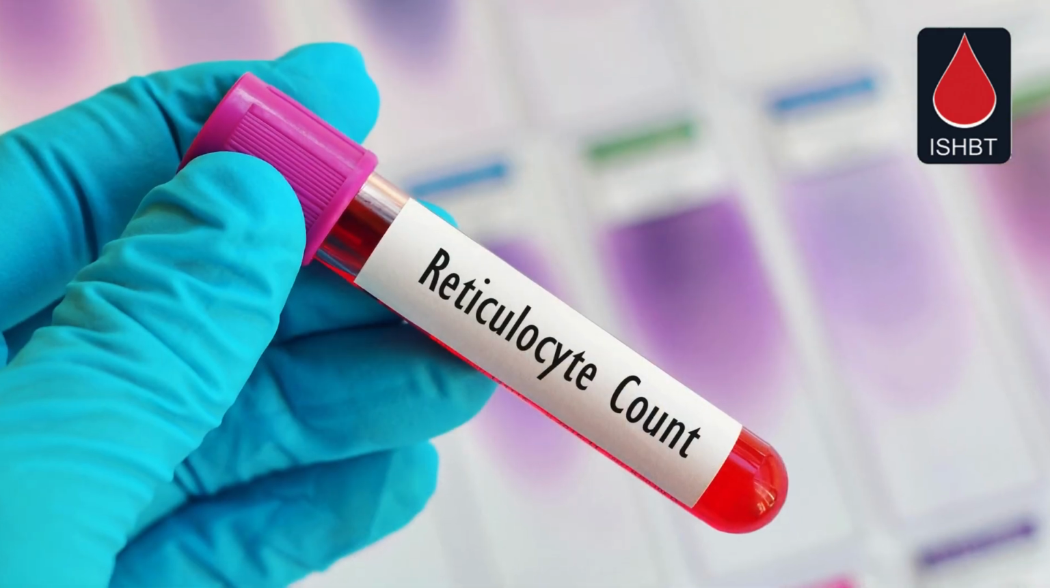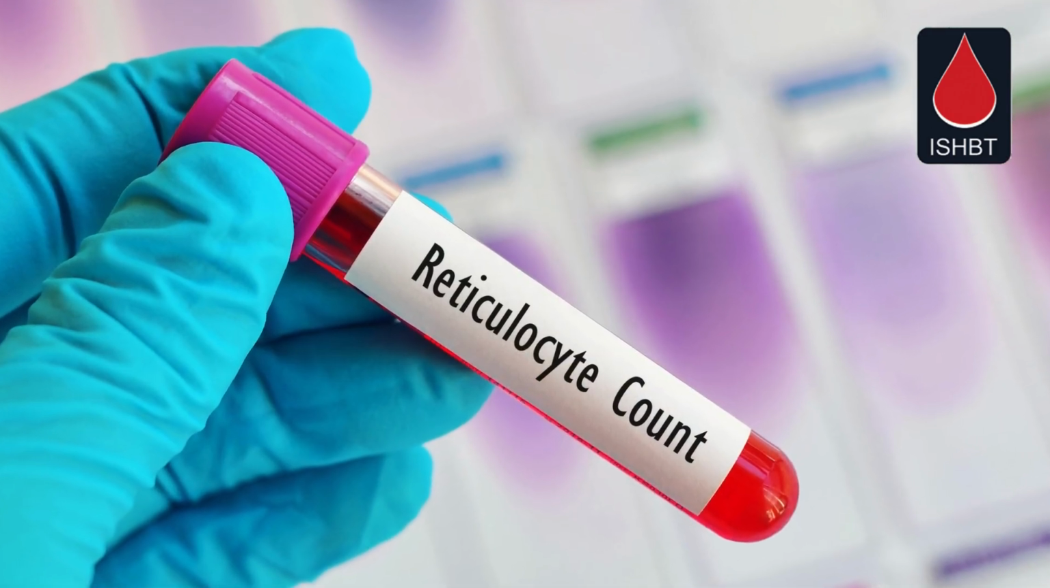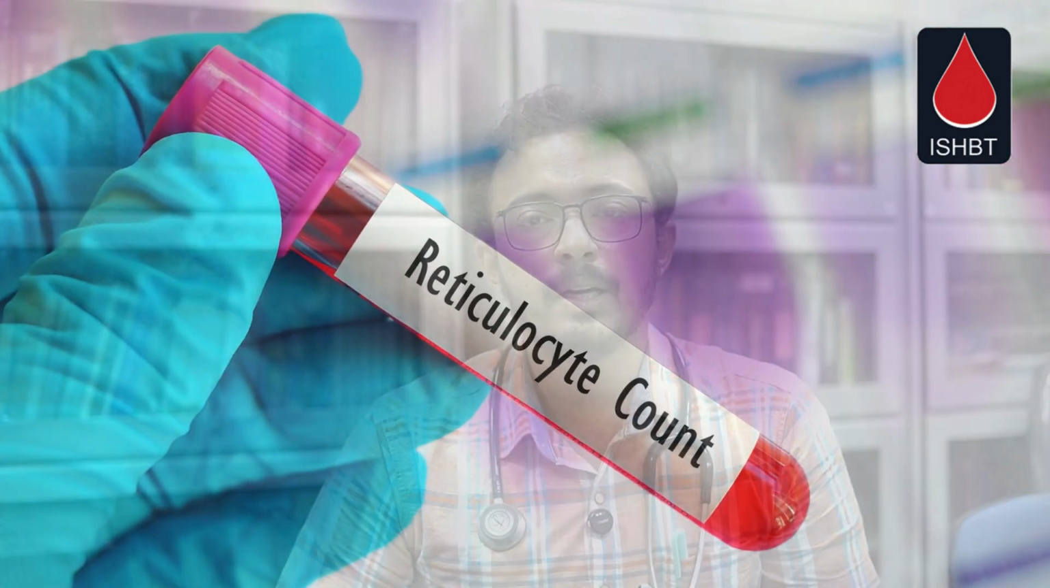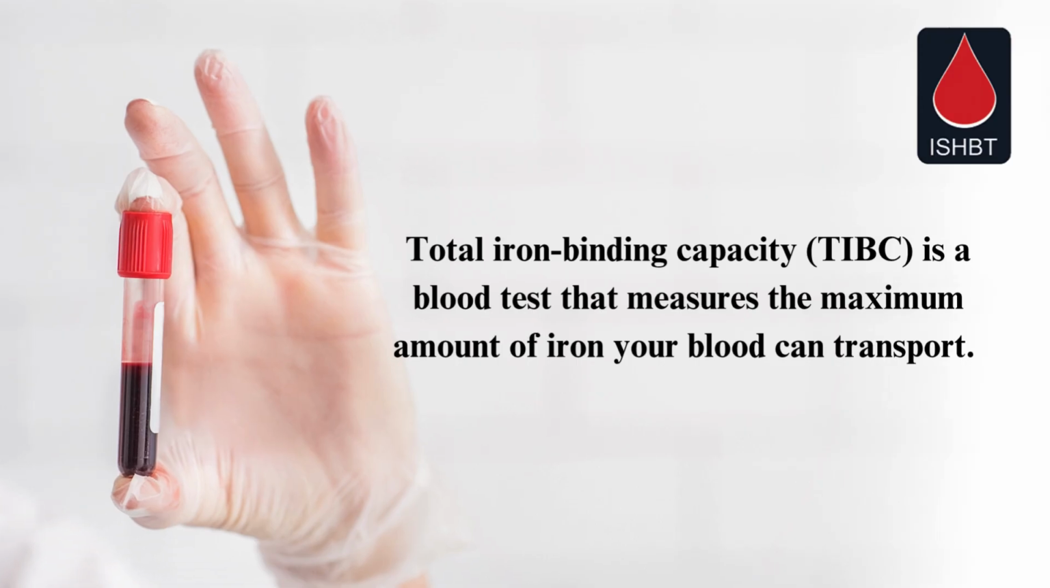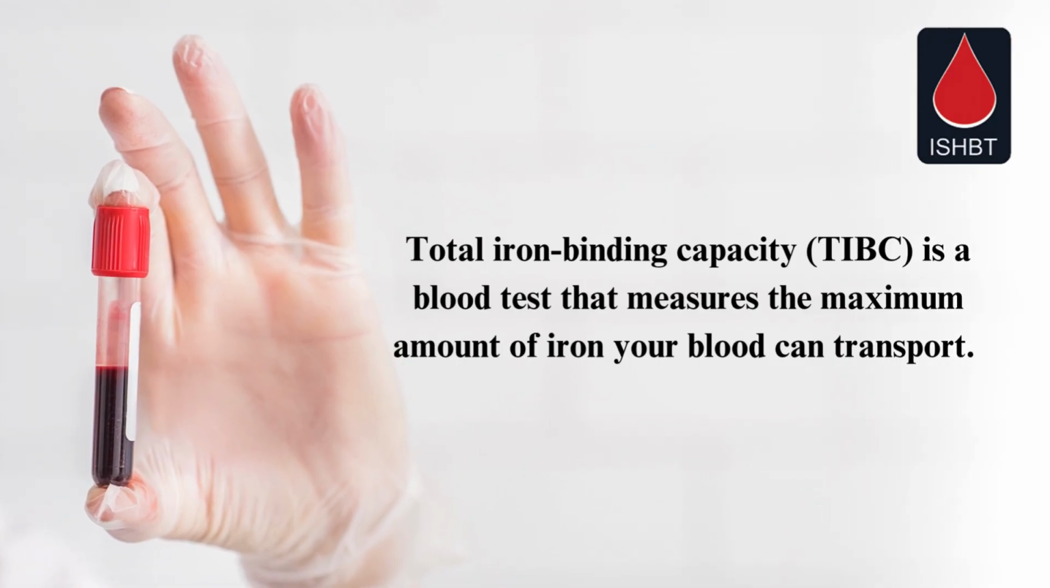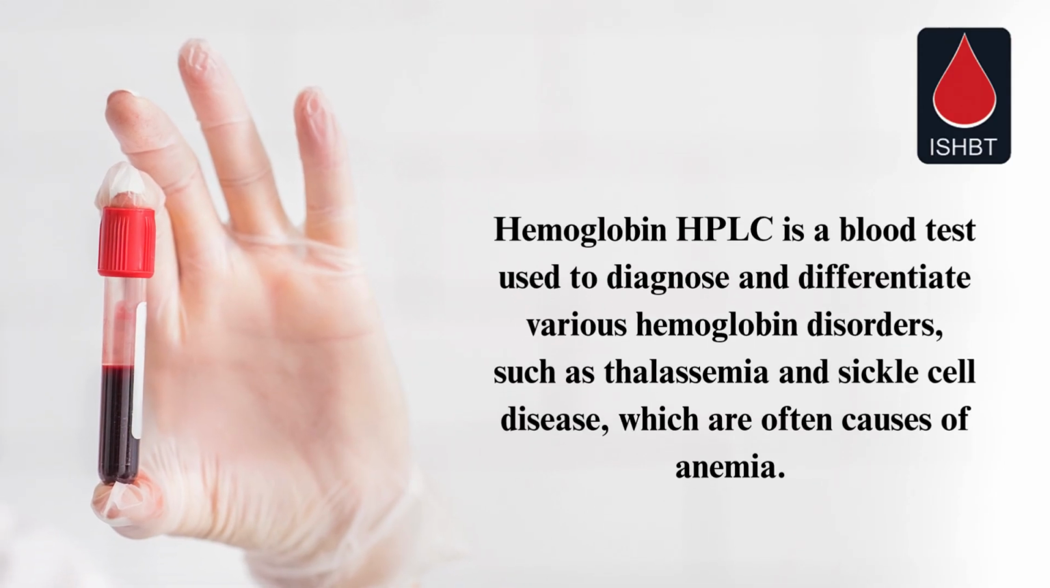Along with the CBC, we have to do a reticulocyte count also in all cases of suspected anemia. If there is a microcytic picture, then the common causes are iron deficiency anemia, thalassemia, and anemia of chronic disease. So for iron deficiency anemia, we have to do an iron profile consisting of serum ferritin, iron, TIBC, and the transferrin saturation. And to rule out thalassemia, we have to do a hemoglobin HPLC.